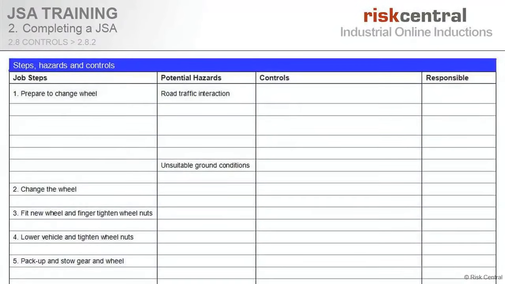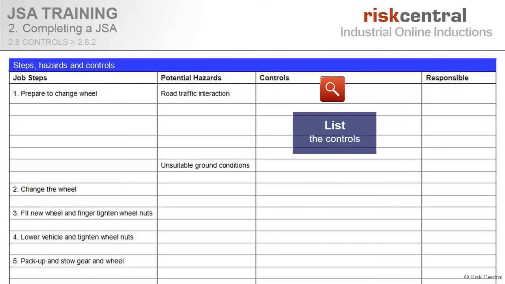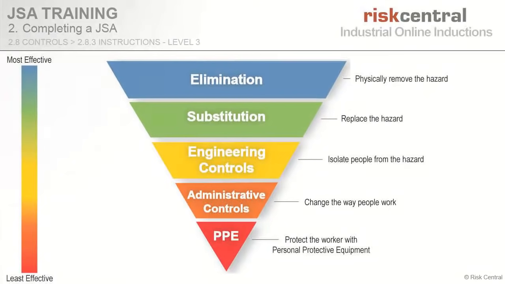At this stage of the JSA, the team must determine and agree on appropriate controls to reduce the risk associated with each hazard to acceptable levels. List the controls for each hazard into the form. Clearly describe each control in a few words, 5 or less. The hierarchy of controls should be used to determine the most effective controls for the hazard.